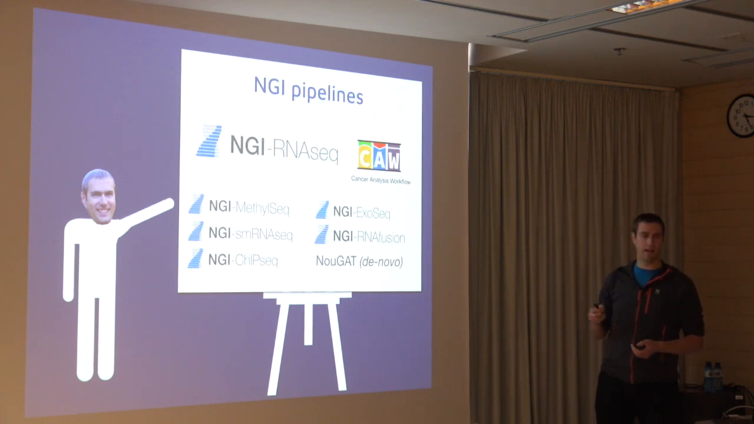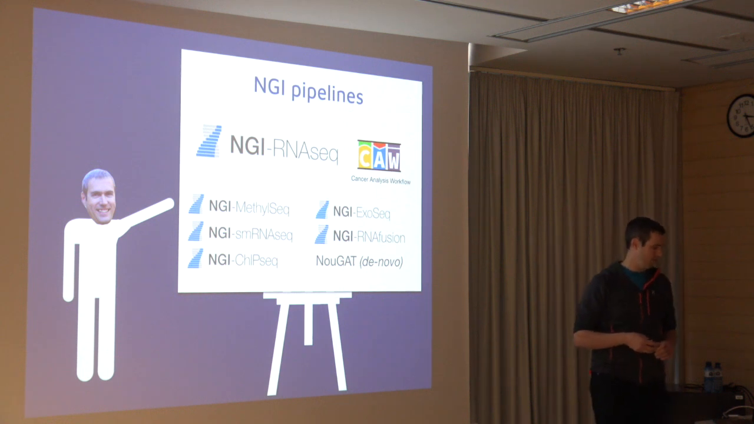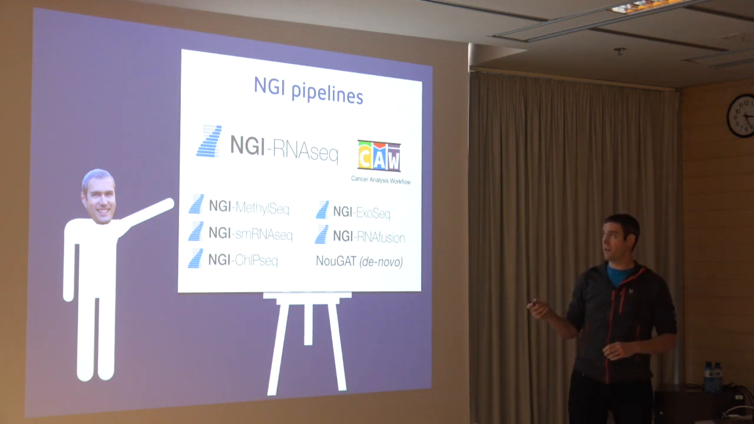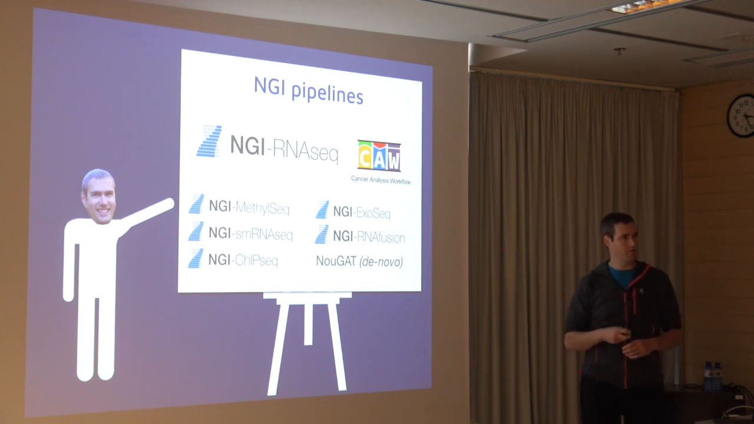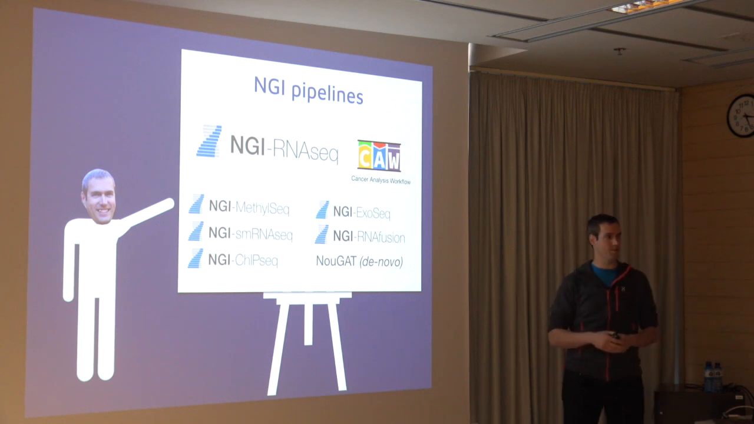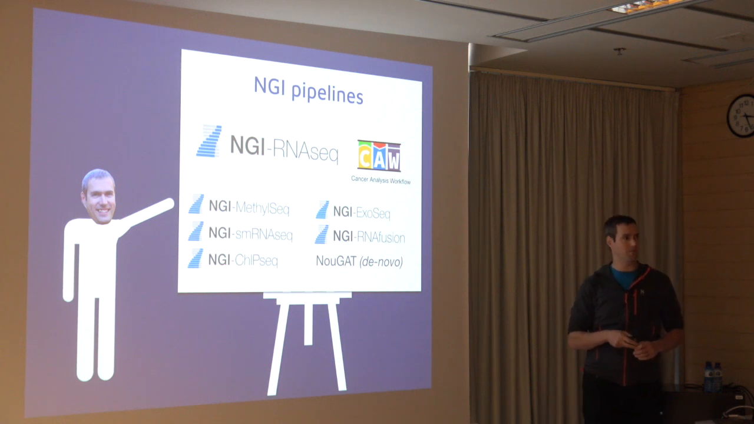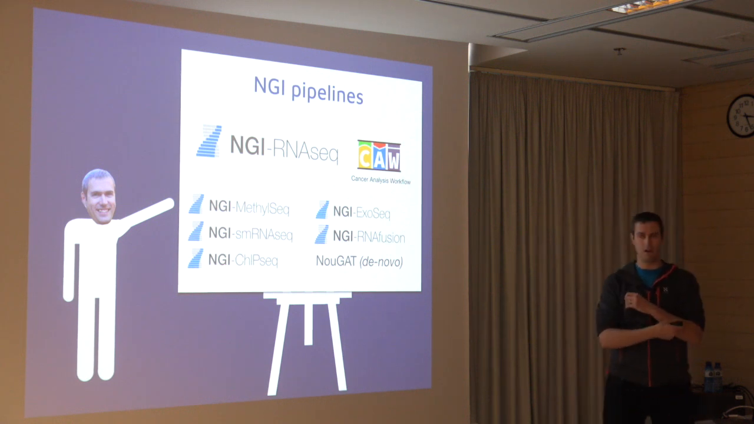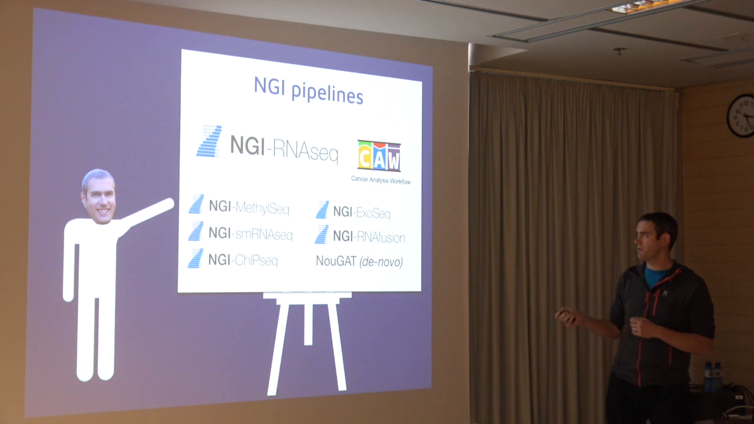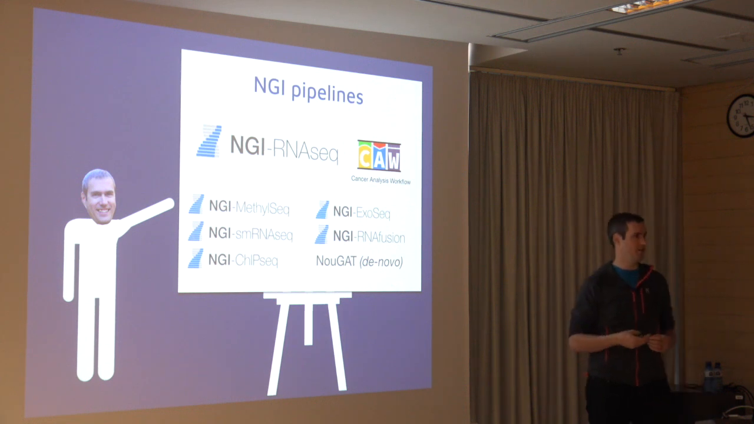And I pointed out that we had lots of different analysis pipelines that we'd generated at SciLifeLab. The first one and the most frequently used was the RNA pipeline, which we've been using in production for a couple of years now and done many tens of thousands of samples. We have what was then called the cancer analysis workflow, which is now being rebranded to Sarek. And we had a whole host of other pipelines coming online for different types of data.